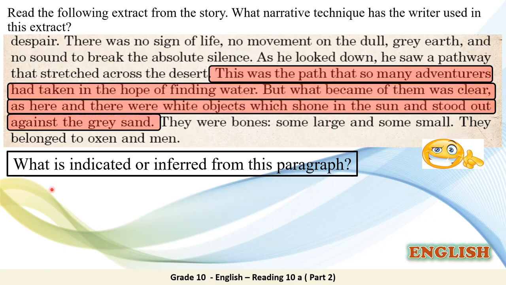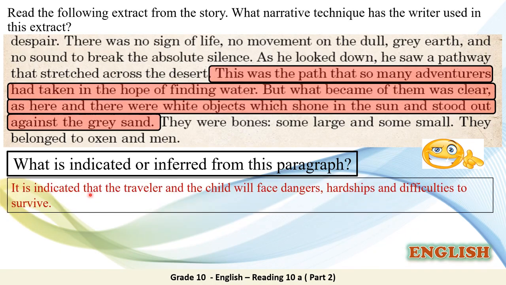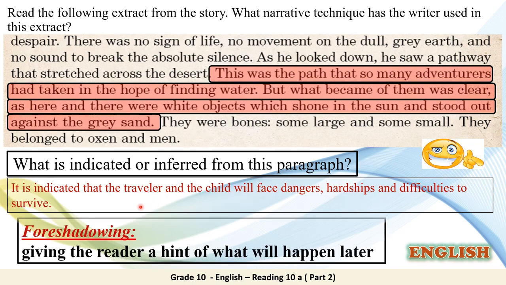Let's answer together. It's indicated that the traveler and the child will face dangers, hardships, and difficulties to survive. So, foreshadowing is giving the reader a hint of what will happen later, and this description could help us find out what will happen in the story.